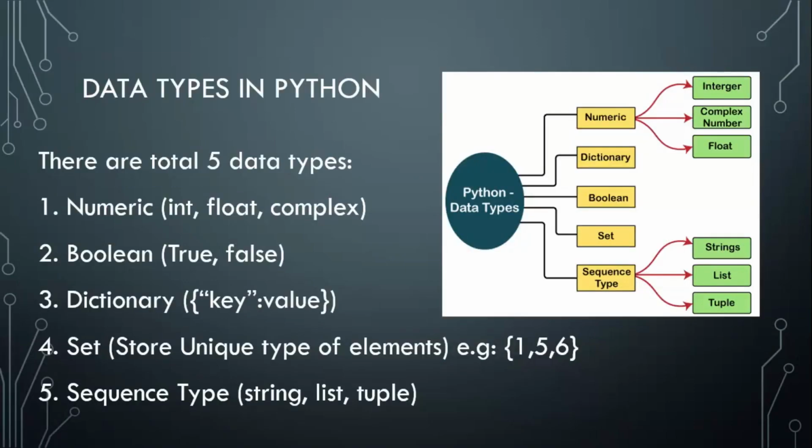Let's start our today's lecture. In this video I will discuss different data types in Python. In Python there are a total of 5 data types. First one is numeric, which can contain integers, complex or float.